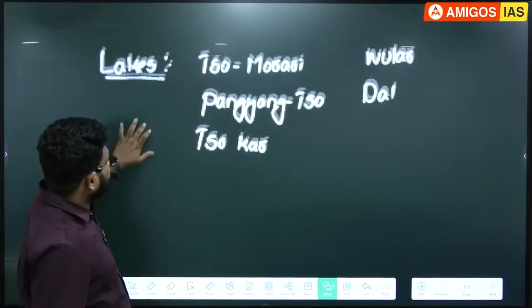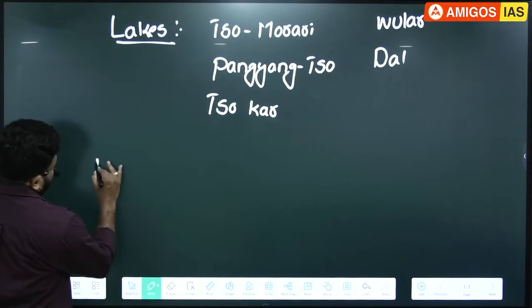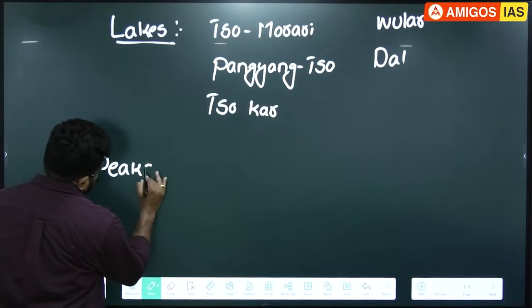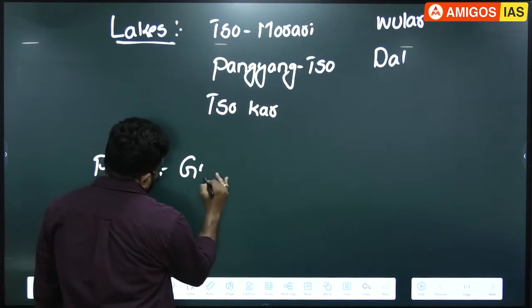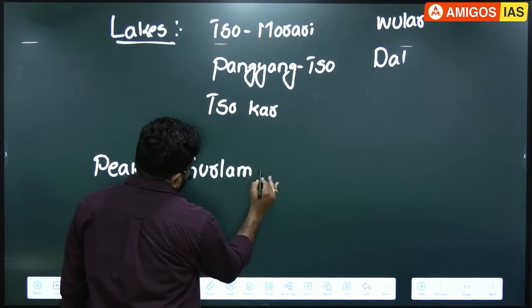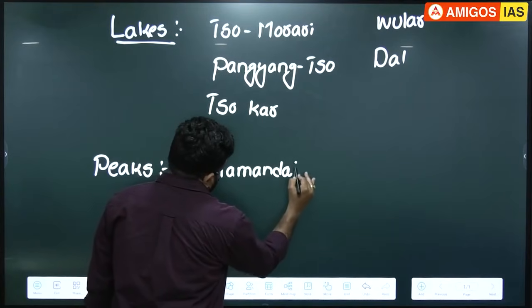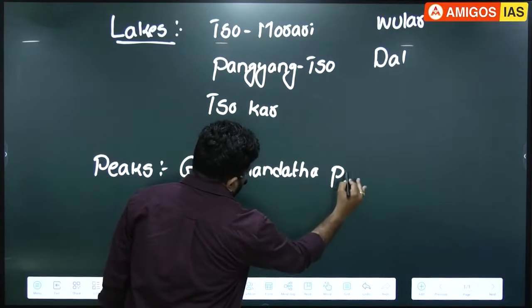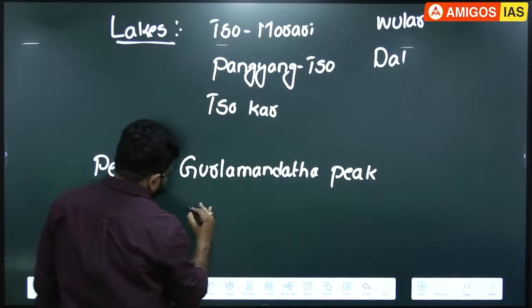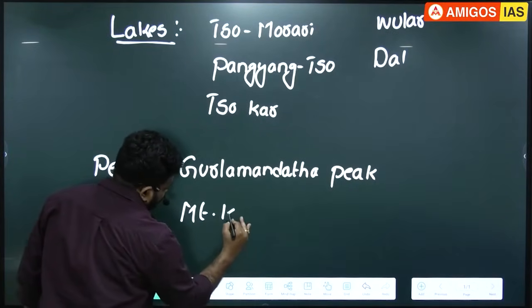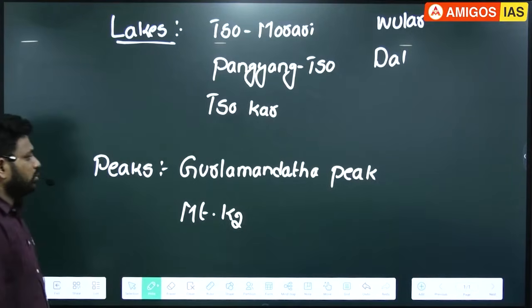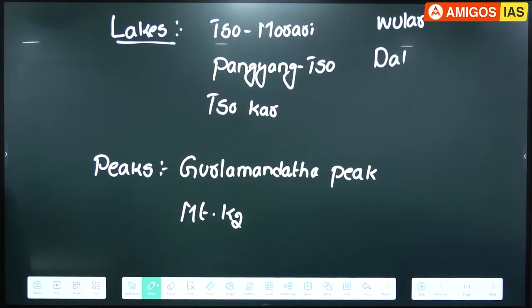The next one, the important peaks in this Himalayas are, the first one is called Gurlamandata peak. The second one is Mount K2. This area has two important peaks: one is called Gurlamandata peak, the other one is called Mount K2.